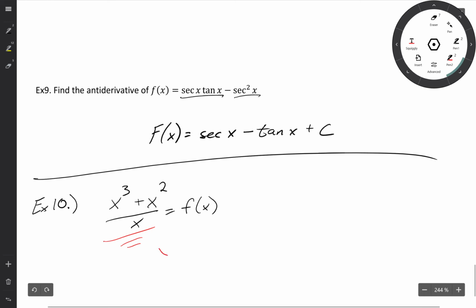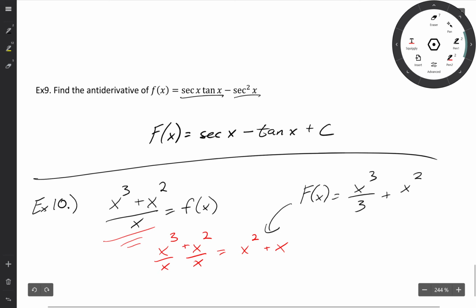Let's rewrite this as x to the 3rd plus x squared and put each of these over x. And this simplifies to x squared plus x. And then if I want to go through and take the antiderivative of this, big F of x is equal to x cubed over 3 plus x squared over 2. And this is your final answer there, which is pretty great.